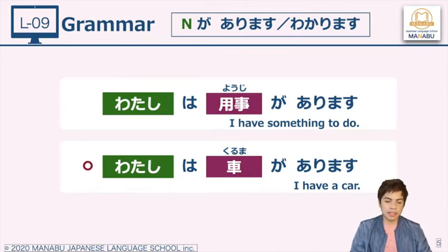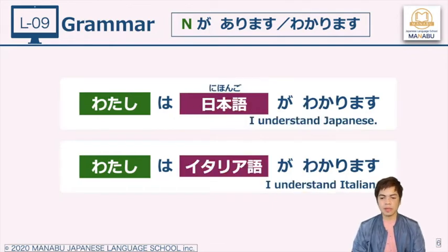Next example is Watashi wa kuruma ga arimasu. You attach the particle ga to the object kuruma ga arimasu. I have a car. Now, for the verb wakarimasu, means to understand. We attach the particle ga to the object that you understand. Okay? For this example, Watashi wa Nihongo ga wakarimasu. We attach the particle ga to the word Nihongo. So, Nihongo ga wakarimasu, I understand Nihongo.